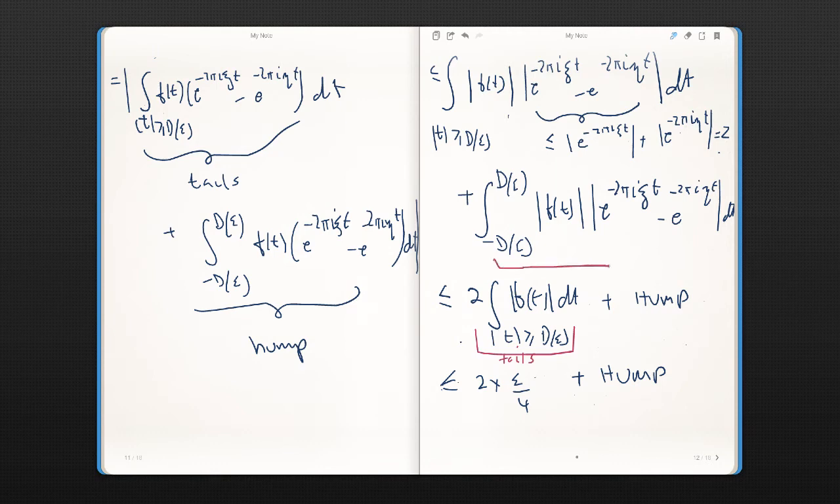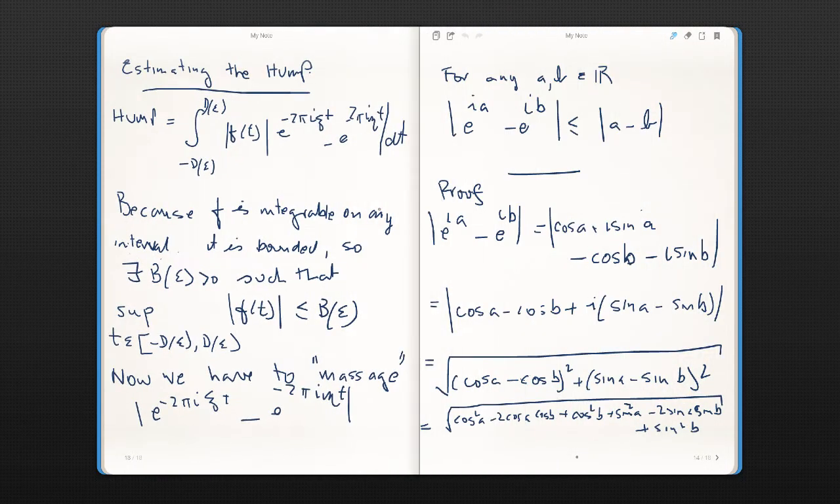The next thing is the hump. We've got to do something with the hump. And this is a bit more subtle. And this is typical of these types of estimates in Fourier theory. So what we've got is this. We know that f is integrable on any interval, hence it's bounded. That's just standard theory. So we can get a number that's going to depend on epsilon. All these numbers are going to depend on epsilon because, you know, the smaller that you make the epsilon, the different situation you're going to be in for determining the behaviour of the function.